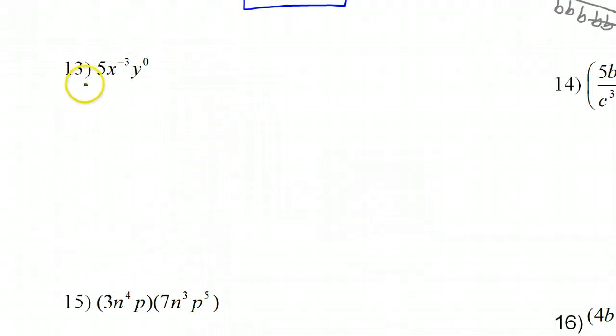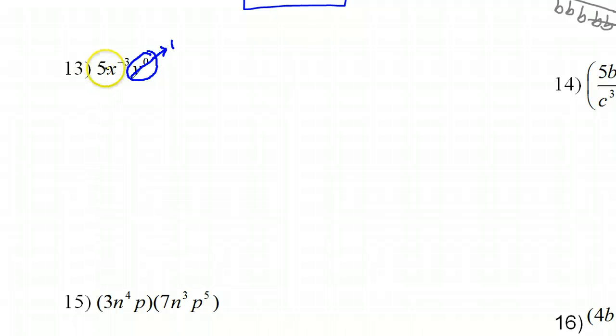Number 13. Anything to the 0 power is 1. Now this 0 power only pertains to the y, nothing else. So this is going to just become 1. So basically I can ignore it.